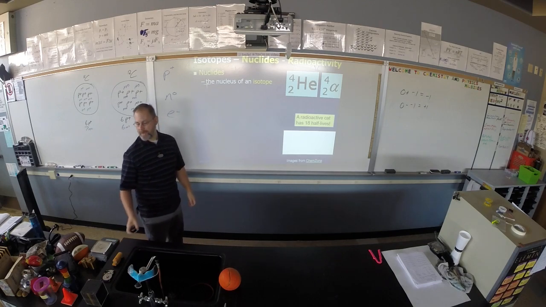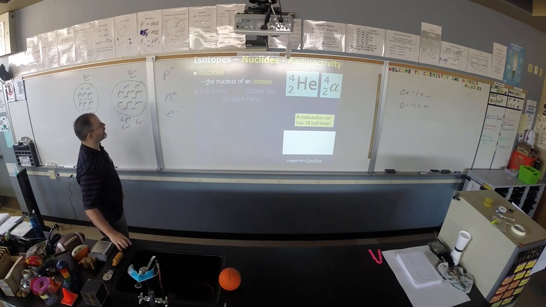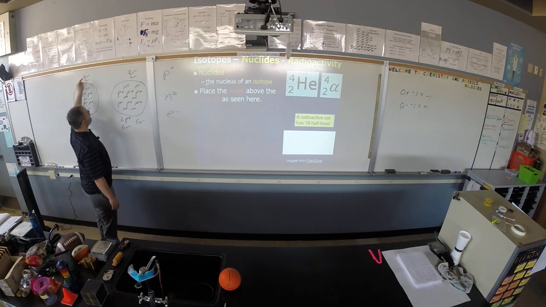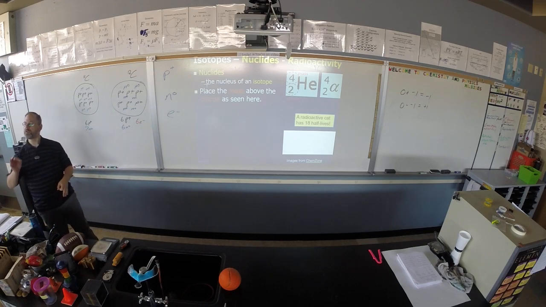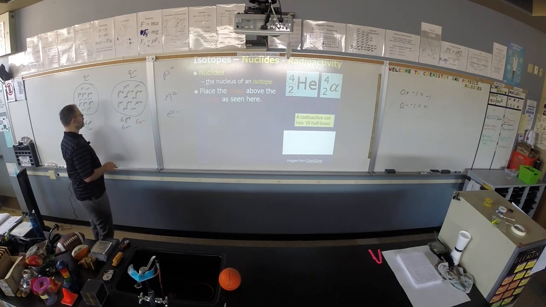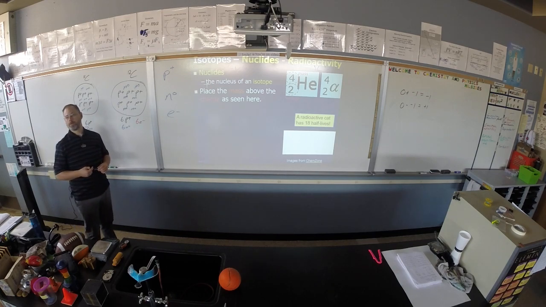Now, when we're writing isotopes, or nuclides, we place the mass up in the upper left. Mass goes in the upper left. Carbon 12, carbon 13. And we place the nuclear charge in the lower left. What would the nuclear charge be of this carbon atom? The nuclear charge.